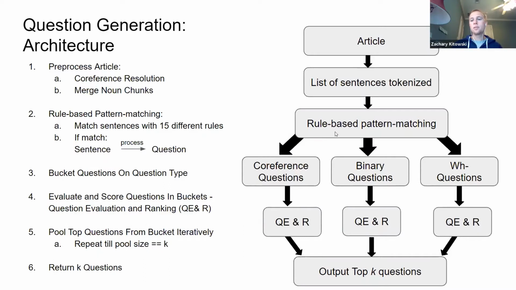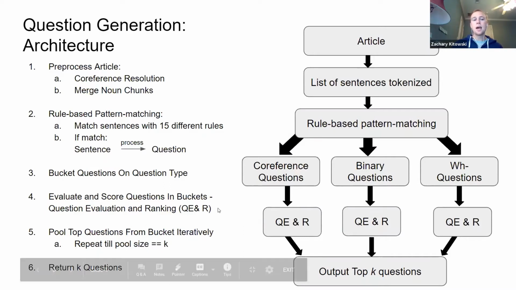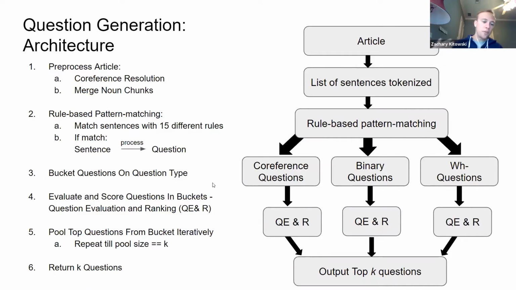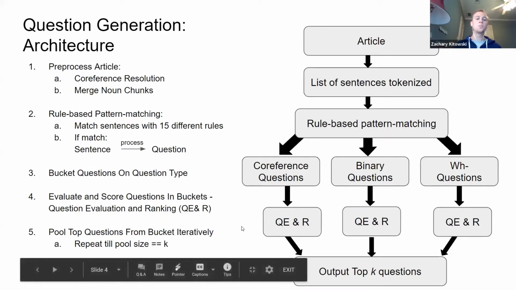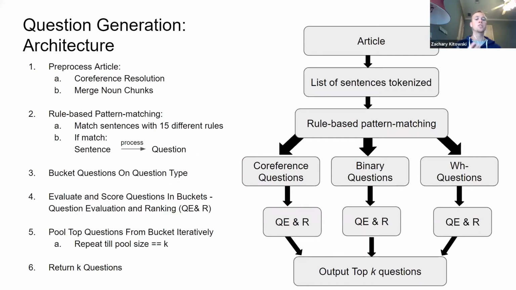As you can see, we have various question types, and then we bucket the question based on our question type. We evaluate and score the questions in each of these buckets, and then we pull the top questions from each bucket iteratively until we generate the 20 or 50 questions that we need, at which point we return them.